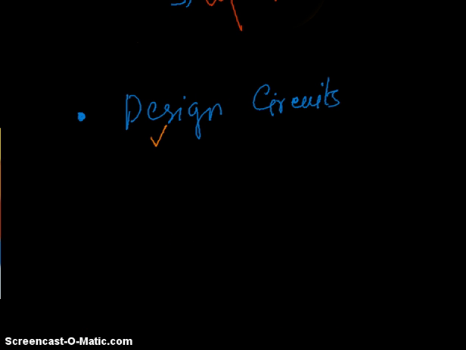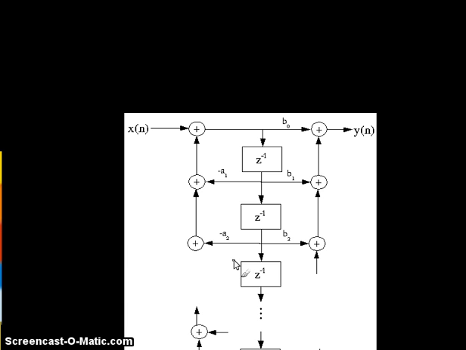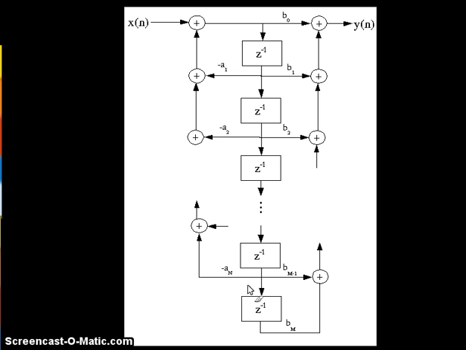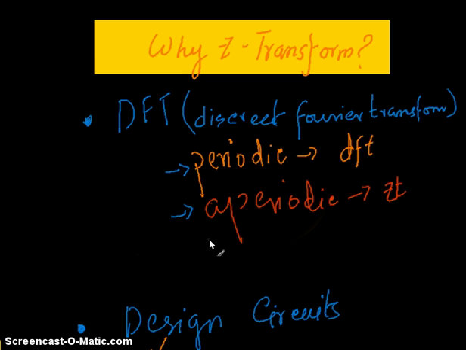I'm going to show you an example here. Look at this: Z inverse, Z inverse, Z inverse. Basically this is a diagrammatic representation of an equation written in terms of Z transform, and you can see the whole system is simply and beautifully represented using the Z transform equation. So far, this is my basic understanding of why we use Z transform, which had been bothering me.